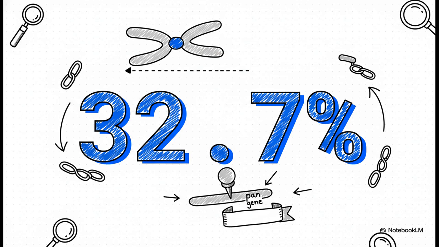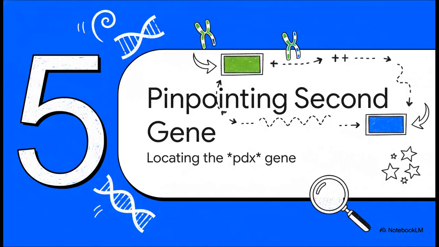Well, here's the cool part. That percentage directly translates into map distance. We can now say, with confidence, that the PAN gene is located 32.7 map units away from the centromere. We've just placed our first pin on the map. Awesome. See? One gene down, one to go.